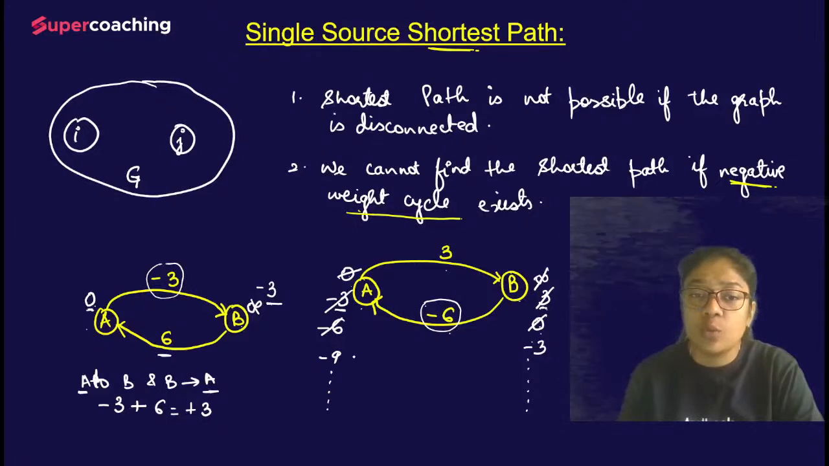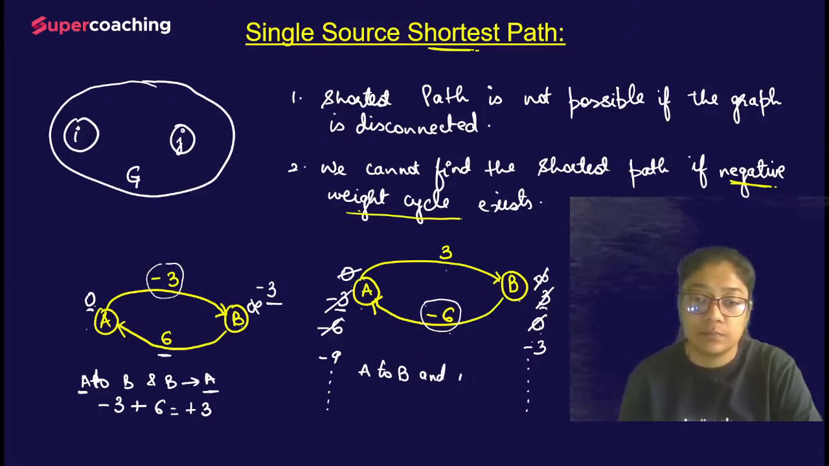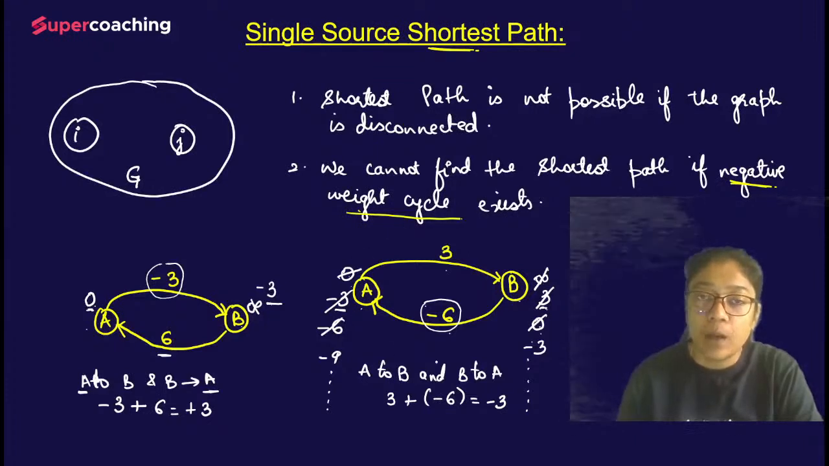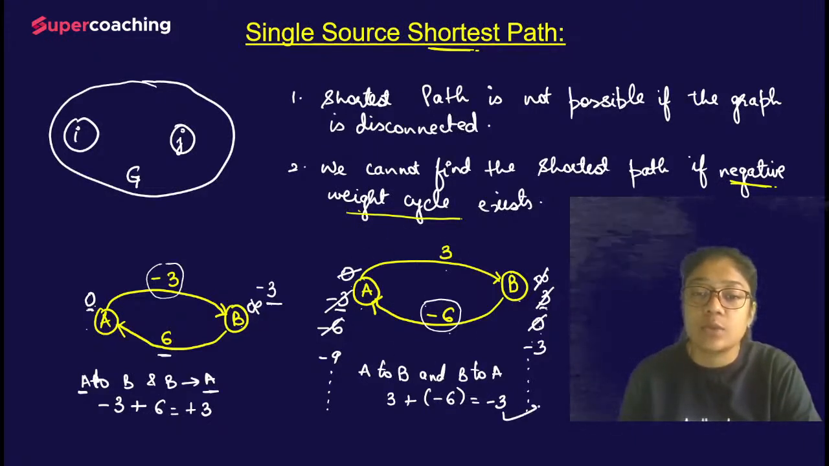And in case 2, when I'm considering the cycle, this is A to B and B to A. Now the A to B path length is 3 and the B to A path length is -6. That comes out to be -3. This means that this cycle is a negative weight cycle. This is known as a negative weight cycle.